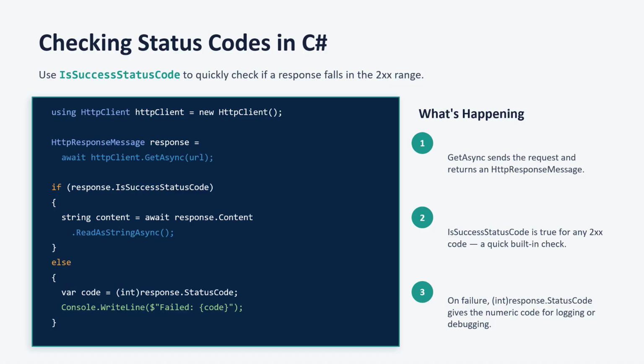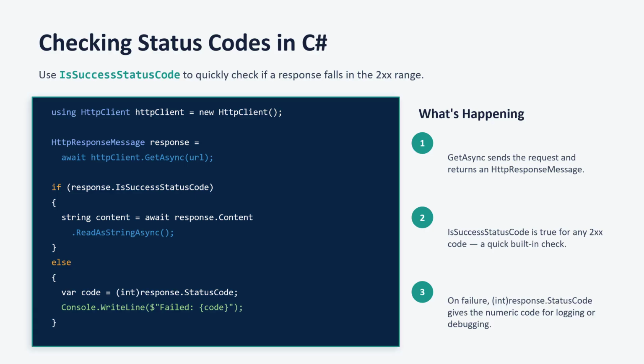So knowing status code categories is great, but how do we actually check them? So let's take a look at a practical pattern. We create our HTTP client, we call our GetAsync just like before, awaiting the result to get our HTTP response message. So the key line here is if response dot IsSuccessStatusCode.